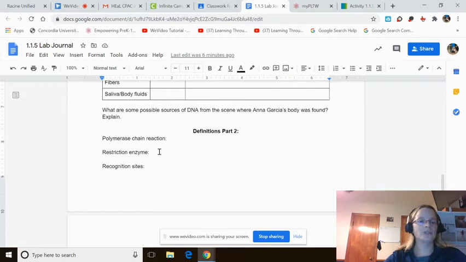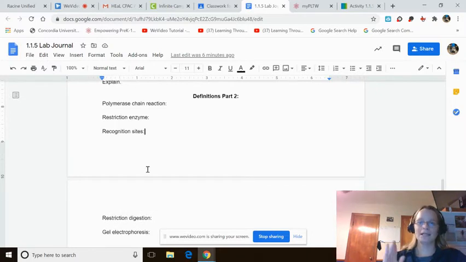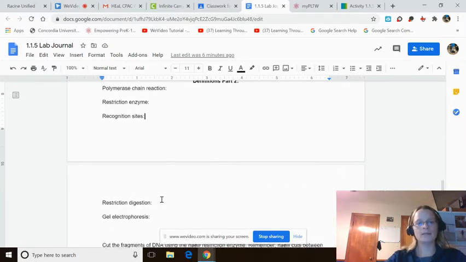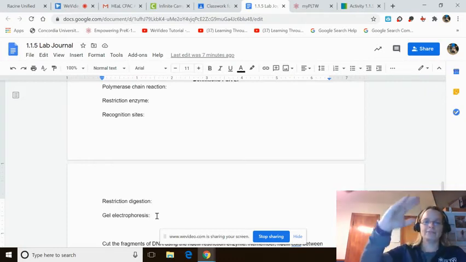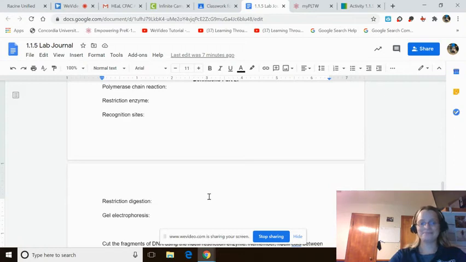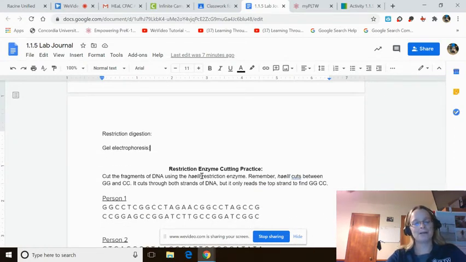Then they dump in a restriction enzyme found in bacteria, which cuts DNA at recognition sites. And no two people's DNA gets cut exactly the same. So after you put the enzyme in and it cuts at restriction sites or recognition sites, you have a restriction digestion. That is somebody's DNA cut into a bunch of fragments of various lengths. And then you run it through gel electrophoresis and the fragments separate by size. Pretty cool.